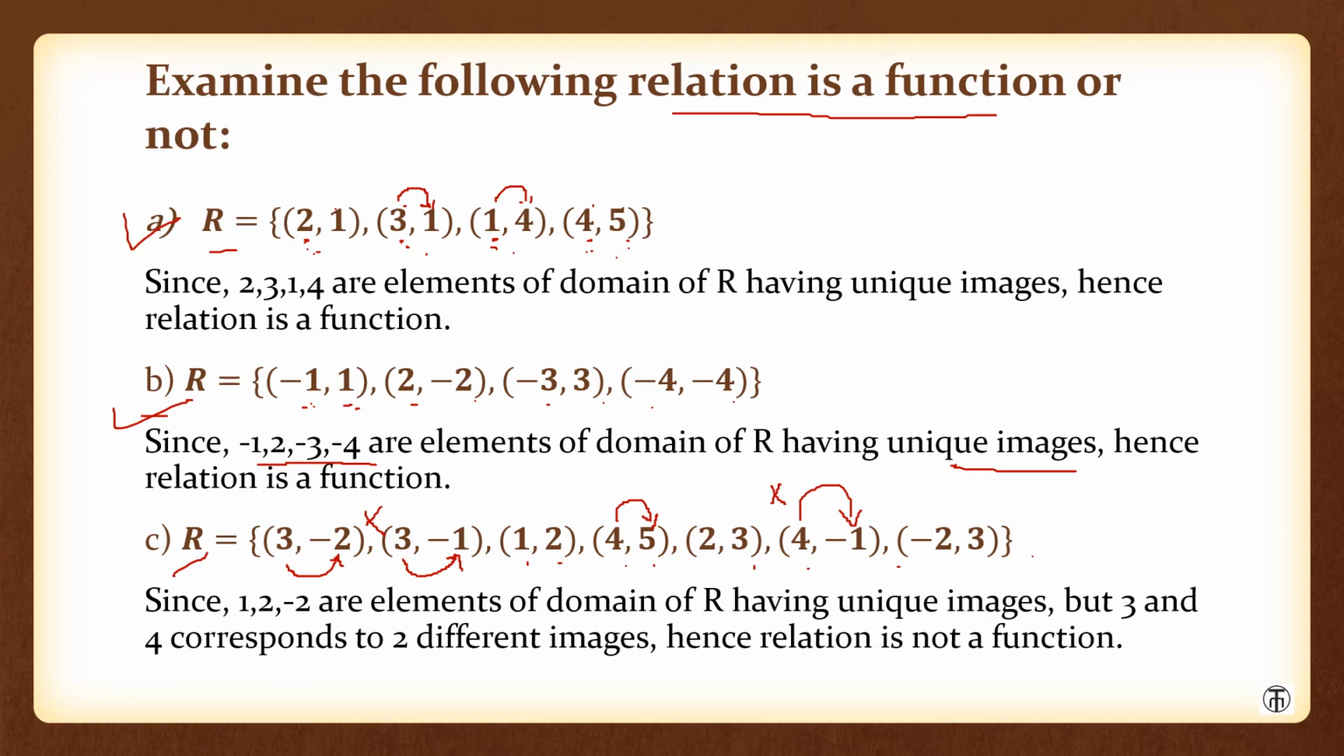So -2 has 3. Because 1, -2, and 2 are elements of the domain of R having unique images, but 3 and 4 correspond to two different images. Because they correspond to two different images, that is why this relation cannot be a function. So let us see the same example with the help of an arrow diagram.